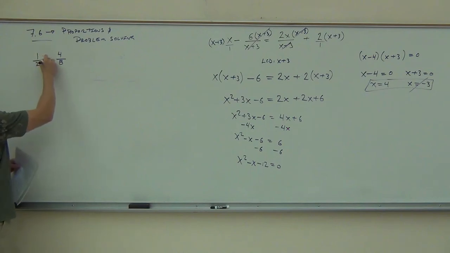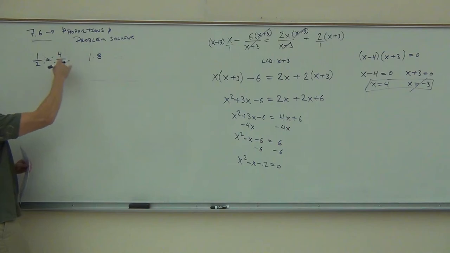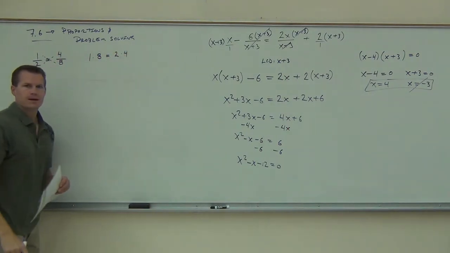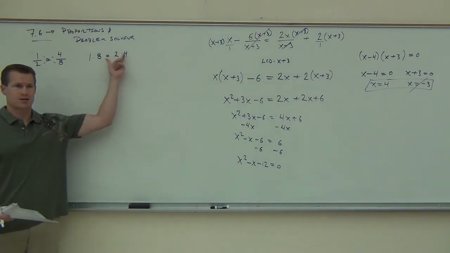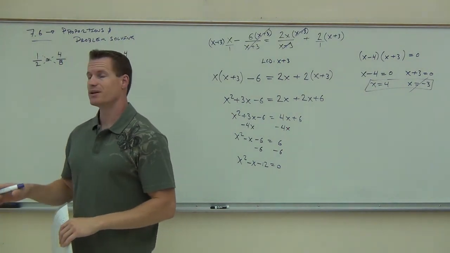So for instance, if I cross multiply here and here, I see that 1 times 8, notice how I'm multiplying across, will equal, in fact, 2 times 4. Now, while that might not be so surprising to you, do you see that it's equal? 8 equals 8? This allows us to solve proportions really, really easily.